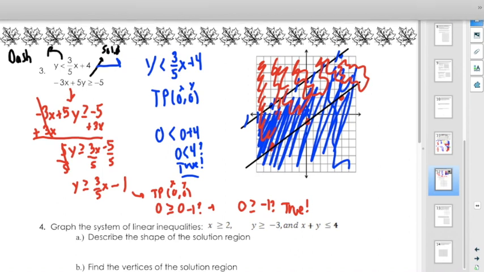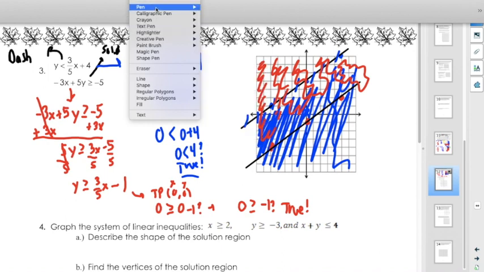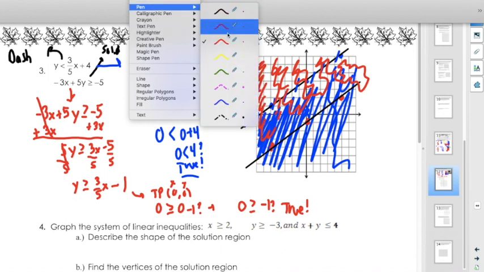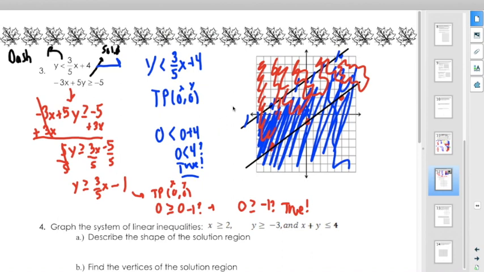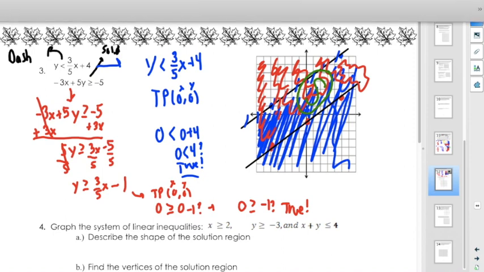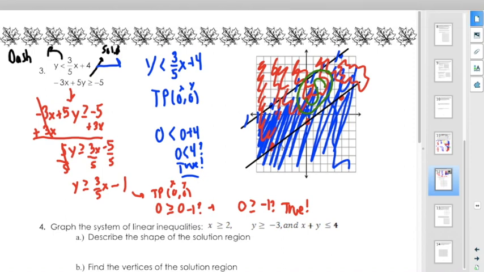So, where's my solution here? Well, let's use green again. My solution is right in the middle here. It's everything in the middle where we shaded both. That is my solution, my big S. Okay?